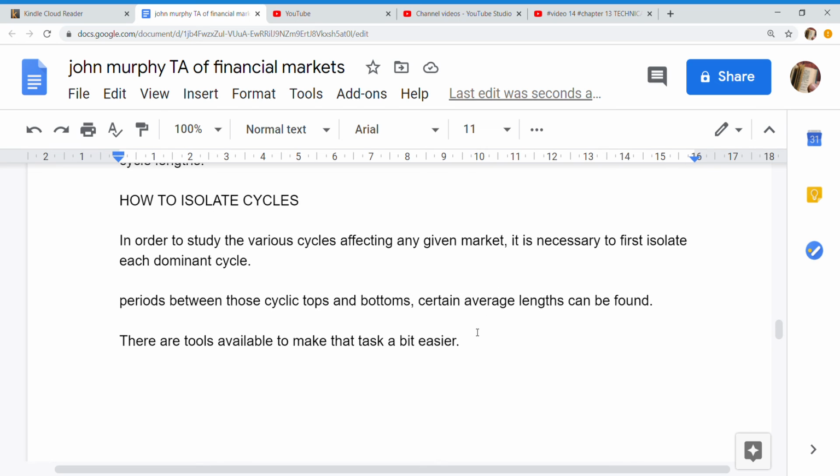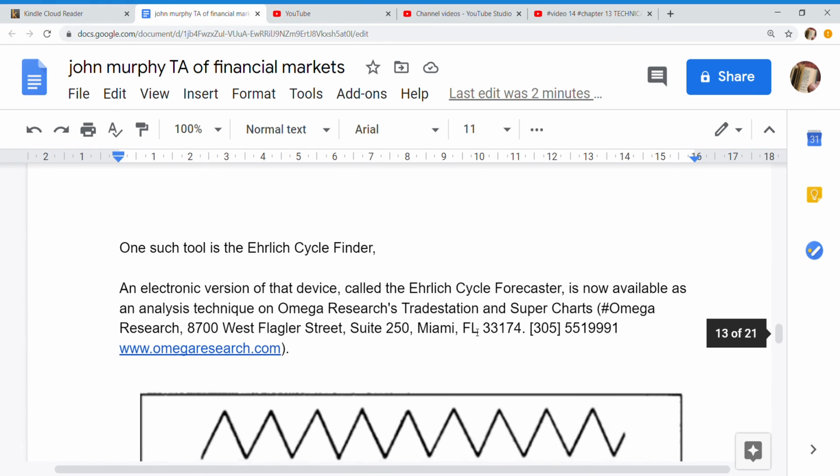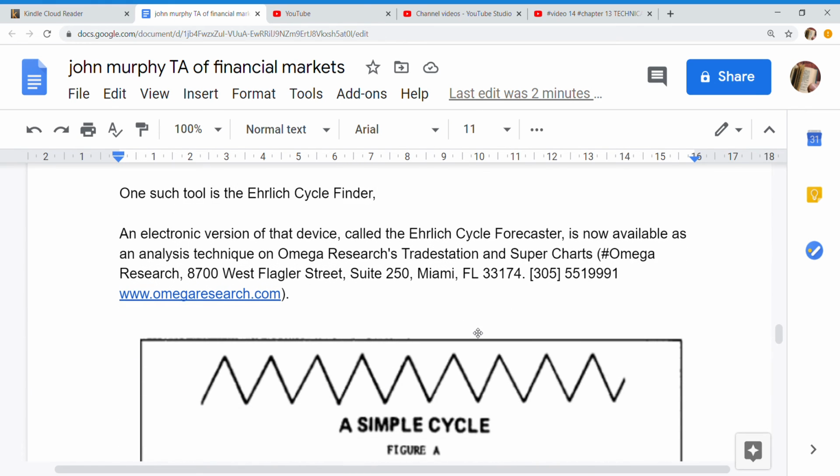How to isolate cycles? In order to study the various cycles affecting any given market, it is necessary to first isolate each dominant cycle. Between those cyclic tops and bottoms, certain average lengths can be found. There are tools available to make that task a bit easier. One such tool is the Cyclic Cycle Finder. An electronic version of that device, called the Cyclic Cycle Forecaster, is now available as an analysis technique on Omega Research's TradingStation and SuperCharts.